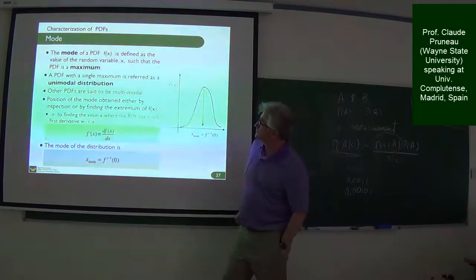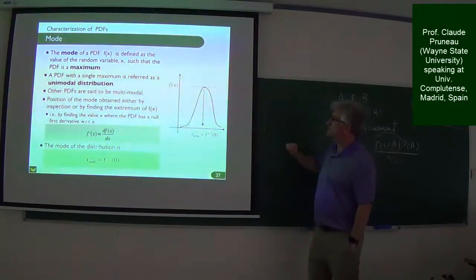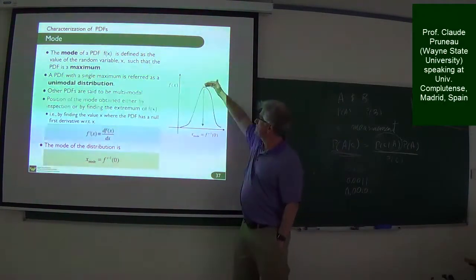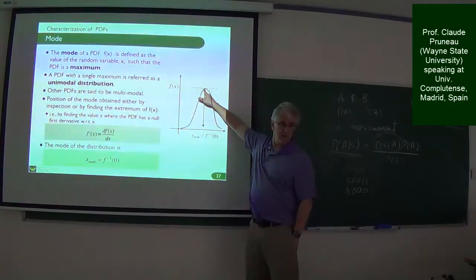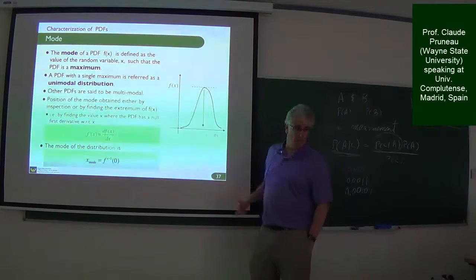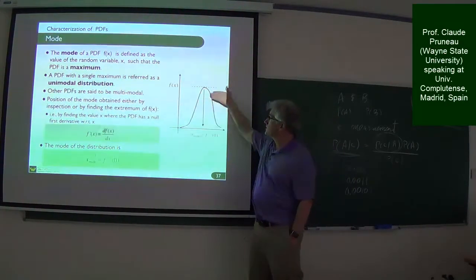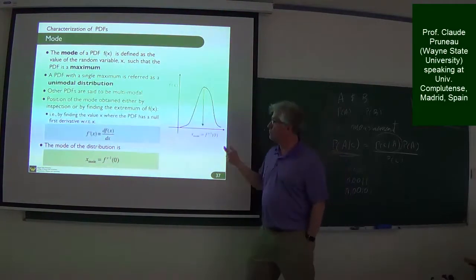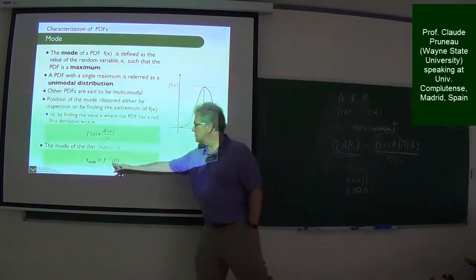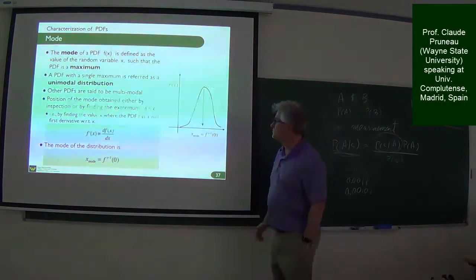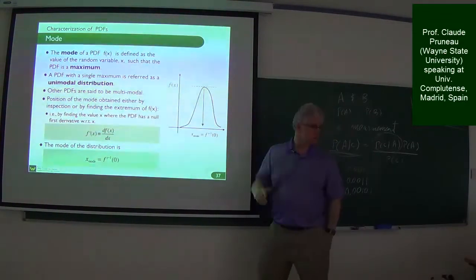Another notion which is used quite a bit is the notion of mode. The mode is very simple. It's the value of x where the probability density reaches a maximum. So effectively, that's where the maximum value is found. The way you find this in practice is either by looking at the distribution itself, or by taking a derivative and equating this derivative to 0. When the slope is 0, you know you have a maximum.